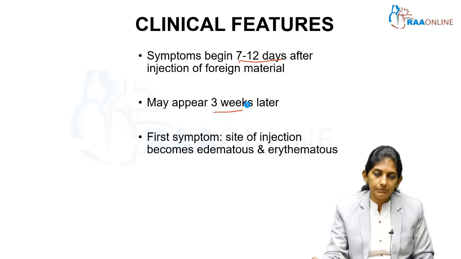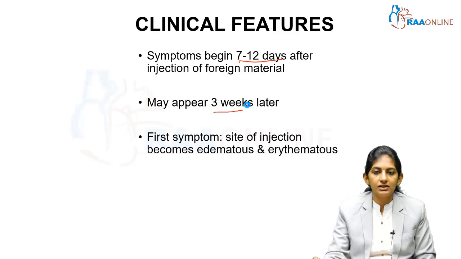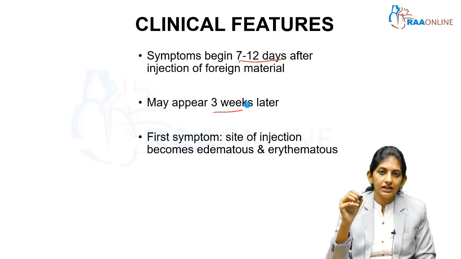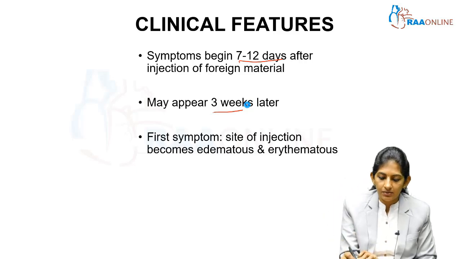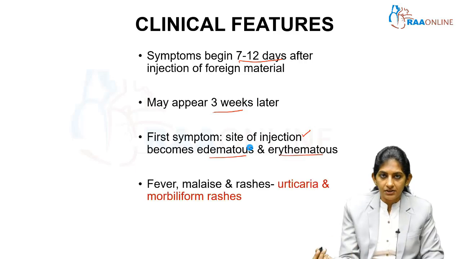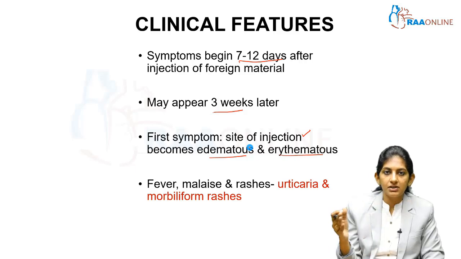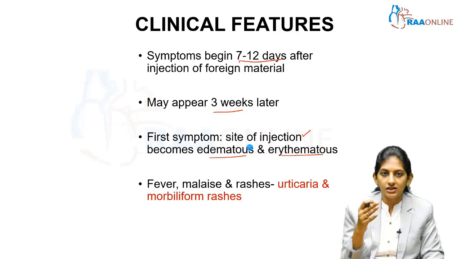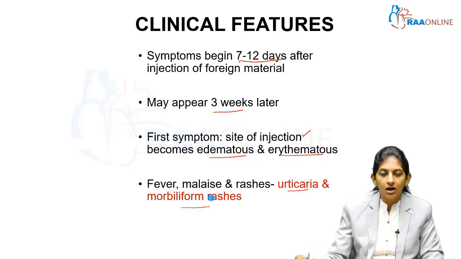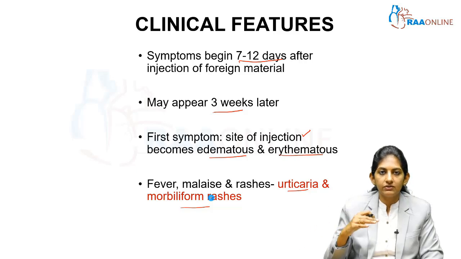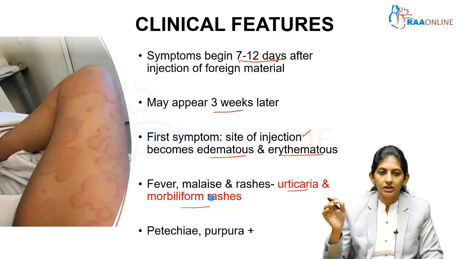So what is the first symptom that the patient will suffer from? The site of injection, wherever the injection was given or the infusion was started, becomes erythematous and edematous. So the site of injection becomes red and swollen. After that, this becomes a systemic reaction. Throughout the body there is a generalized urticaria and generalized morbilliform rashes, along with constitutional symptoms; fever and malaise can also occur. Other rashes like petechiae and purpura can also be present.